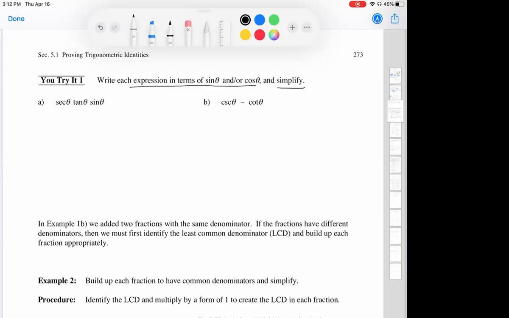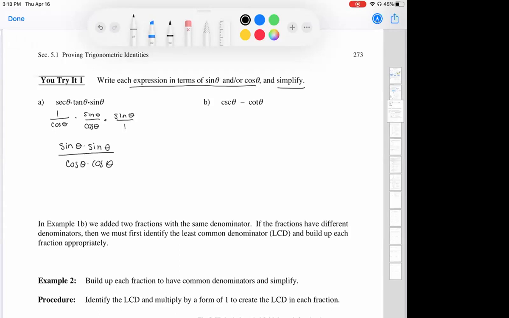All right, so for A, they're all being multiplied. Now my instruction is saying to write everything in terms of sine and cosine. So secant is 1 over cosine. Tangent is sine over cosine. And sine is sine. But if you want to write it as a fraction, you can write it as over 1. Okay, now I can multiply across. I'm left with sine theta times sine theta, and cosine theta times cosine theta.